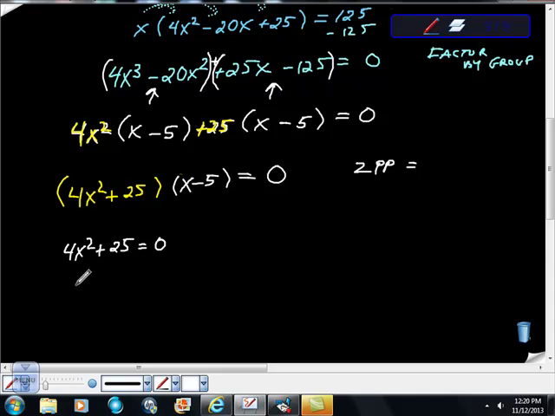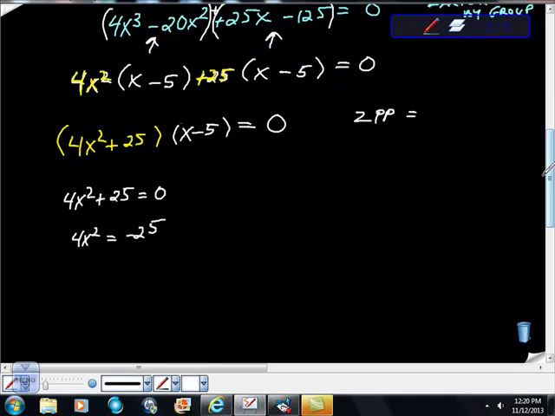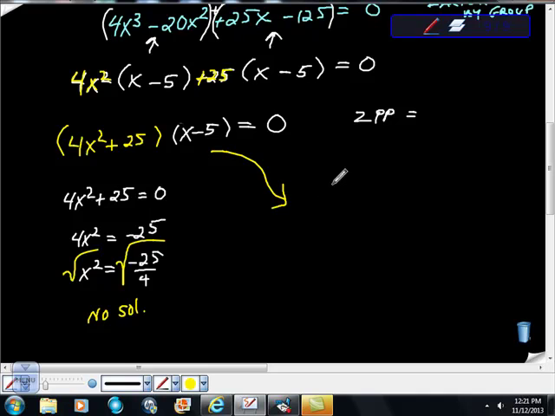I'll solve that. I'll get 4x squared equals negative 25. I don't know if you can see it or not, but I could actually stop here because I know this is going to have no solution. Divide by 4 and get x squared is equal to negative 25 over 4. Take the square root of both sides. But you can't take the square root of a negative number, therefore there's no solution here. Which leaves us with this. And we ask ourselves, when is x minus 5 equal to 0? And that's when x is equal to 5. So I think we may have a solution there.